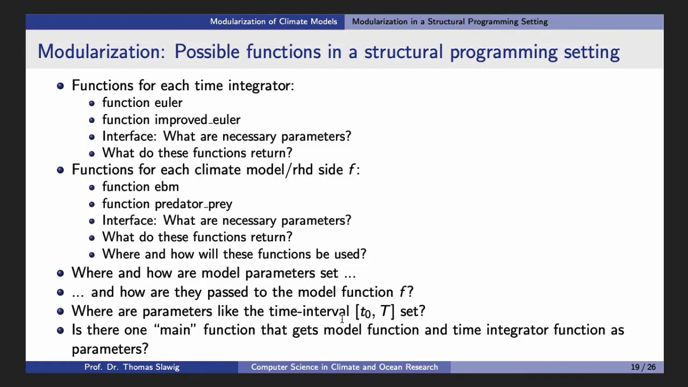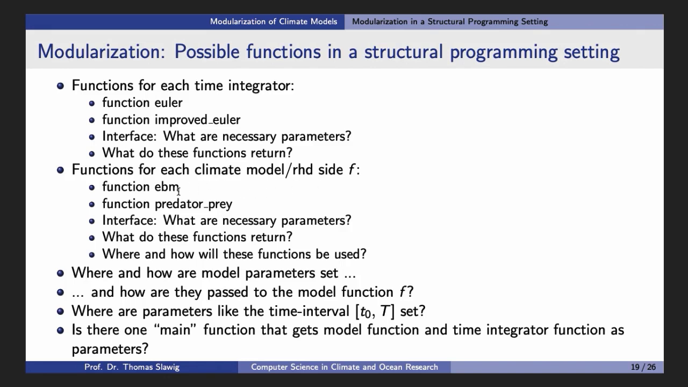So we have functions for time integrators and we have functions for the climate model. And so for the time integrators, we now have to write a function Euler and improved Euler. And for the interface or the signature, what are the necessary parameters, and what do these functions return, or what do they have to return to be usable? And it's a similar thing for the climate models, or the right-hand side F of the ODE, the model function.